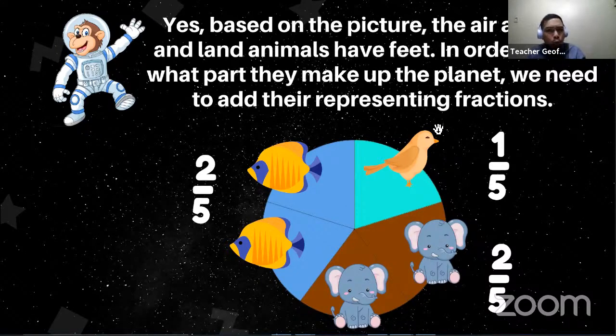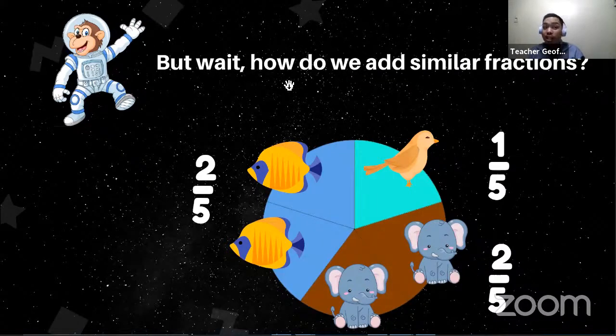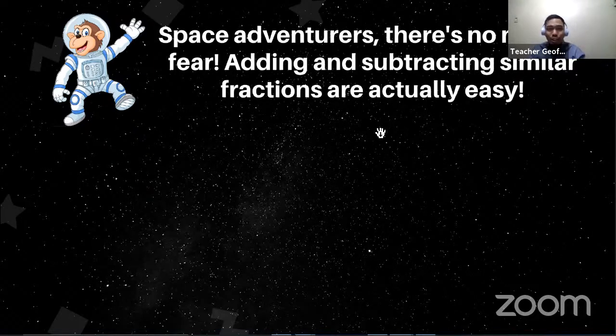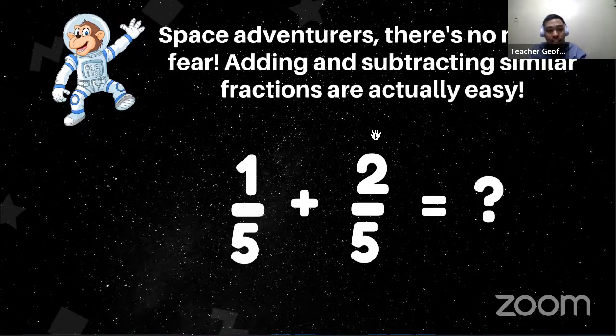Now let's proceed. How do we add similar fractions? That's Monkey's question for us. I think it's pretty easy, Monkey. Monkey tells us, the space adventurers, there's no need to fear because adding and subtracting similar fractions are actually easy. How do we do that? As you can see, we have the fraction representing the air animals, which is 1/5, and we also have the fraction representing land animals, which is 2/5. Now, as mentioned, we need to add them. So, how do we add similar fractions?